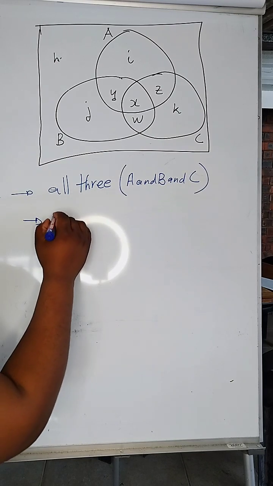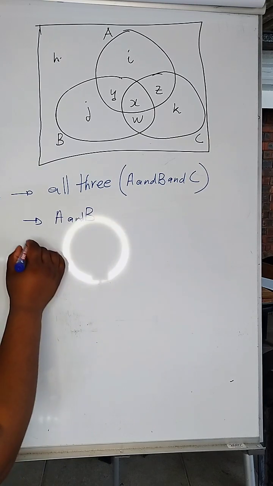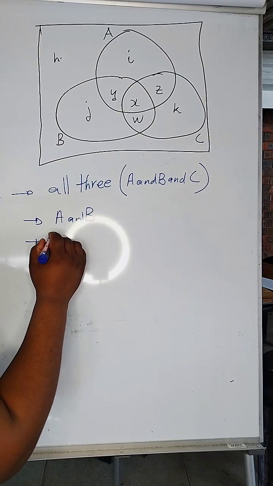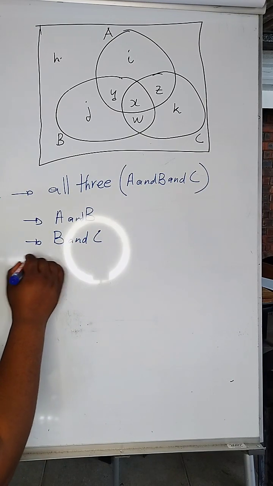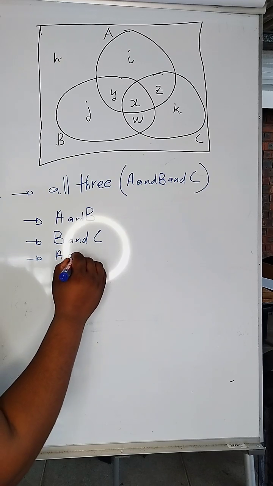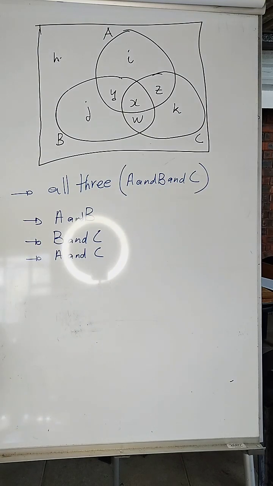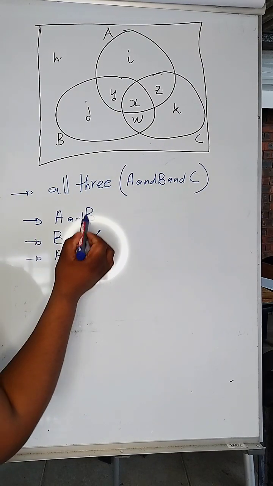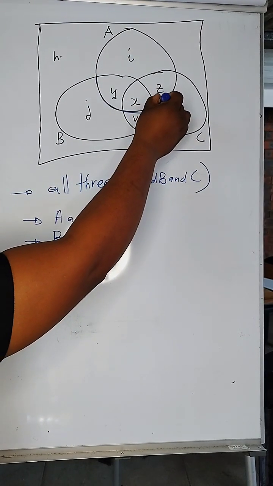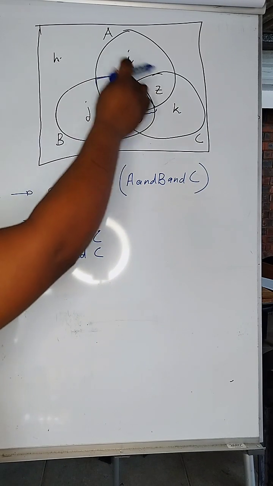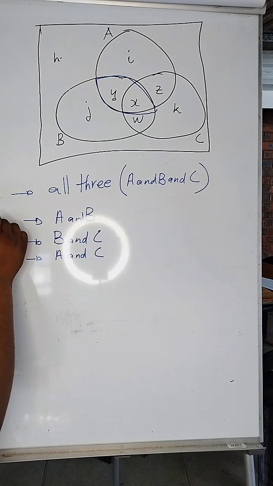Okay, we have A and B, and here we have B and C, and then here again we have A and C. Which alphabet represents these? When you speak of A and B, that is A and this is B. We are looking for this intersection. Here is the intersection, okay? So this intersection has two alphabets, which will be X plus Y.